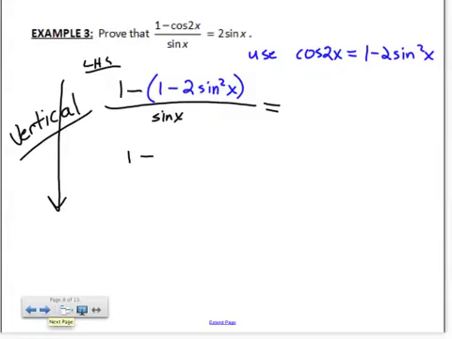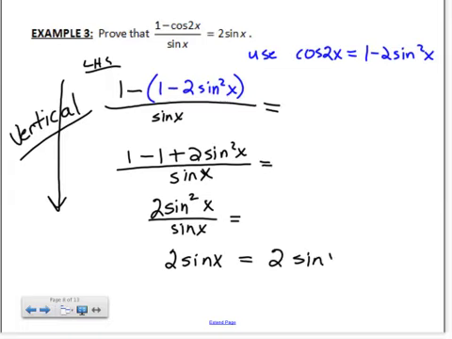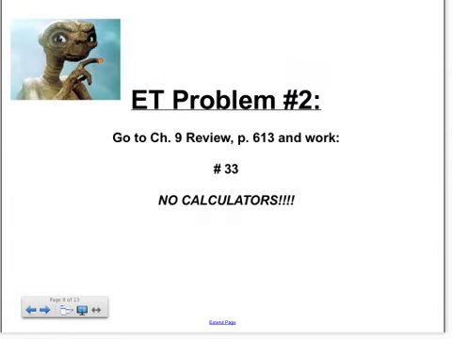Okay. All right, so this gives us 1 minus 1 plus 2 sine squared x, over sine x. Yes, please write the denominator as well. Equals 2 sine x, sine squared x over sine x, because the ones cancel each other out, and over sine x, and then that becomes 2 sine x, because sine x over sine x is 1, and that is what we were looking for. Yay! And please don't forget your final statement, that they are equal. So go ahead and do number 33 from the Chapter 9 review on page 613.